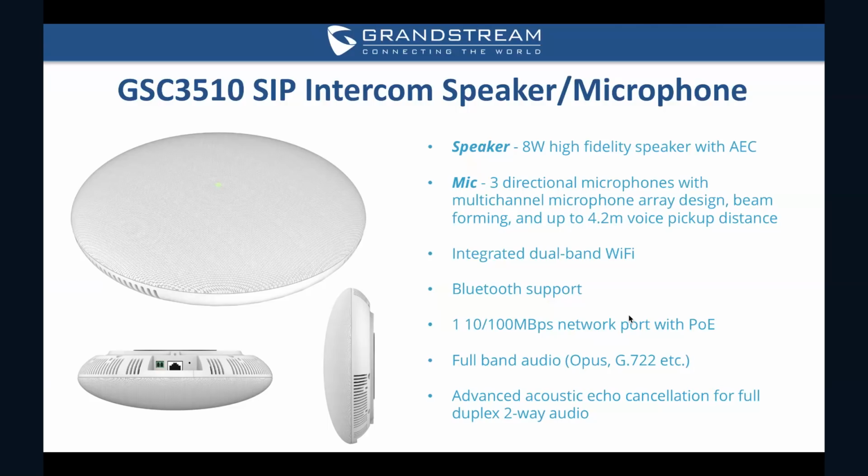Opus and G722 are the codecs that we like to highlight. We'll list all the codecs coming up. It gives you advanced acoustic echo cancellation, which we mentioned already, for that full duplex HD two-way audio. So I'm going to go into some more detail on all of these features that you see here on the screen.